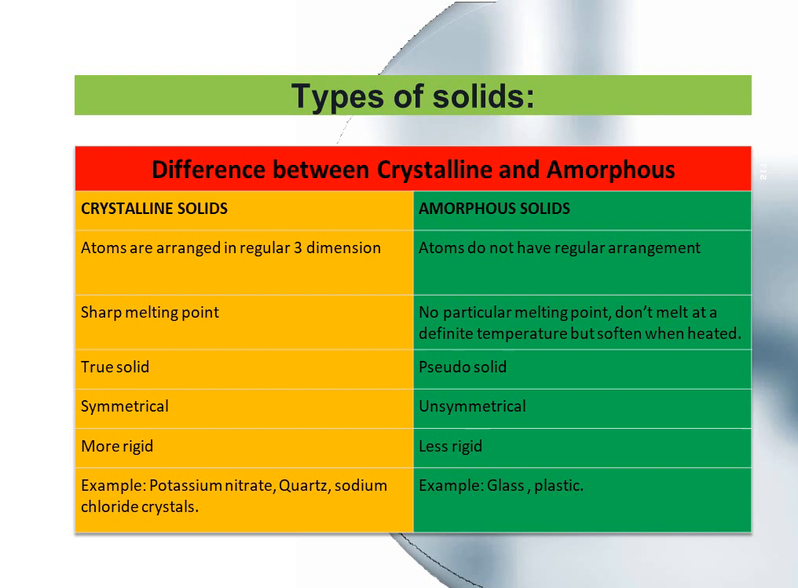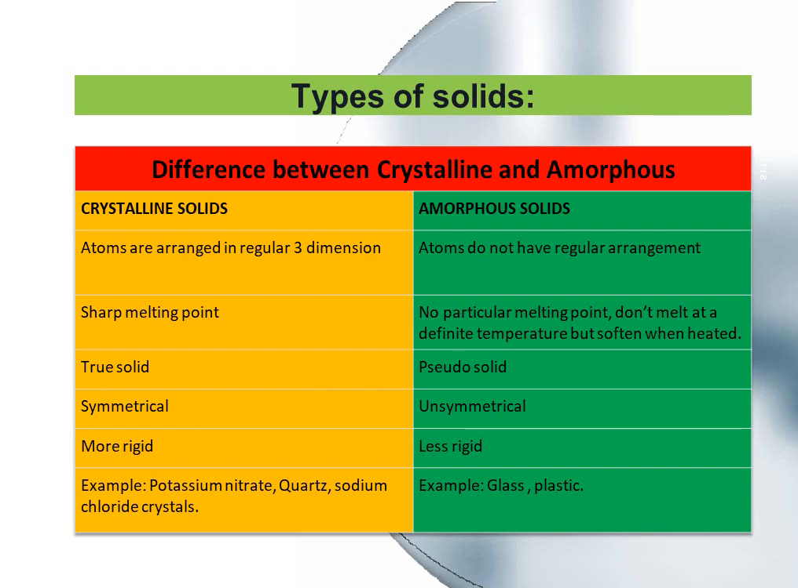Crystalline solids have a sharp melting point. Sharp melting point means a fixed melting point. Crystalline solids always melt at a specific fixed temperature, while amorphous solids have no particular melting point. They don't melt at a definite temperature but soften when heated, meaning they can melt at different temperatures. They have a wide range of melting points. The melting point of amorphous solids is not fixed. Crystalline solids are true solids, while amorphous solids are pseudo solids.